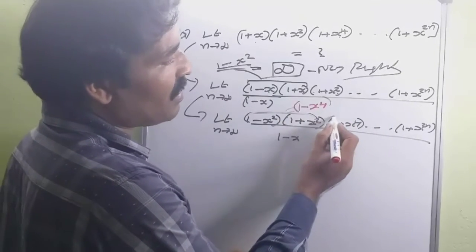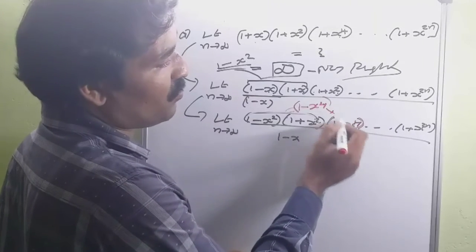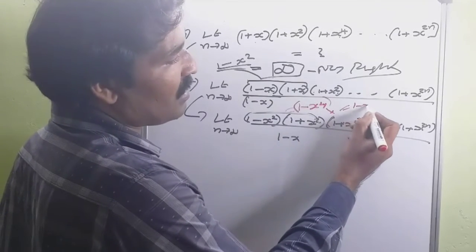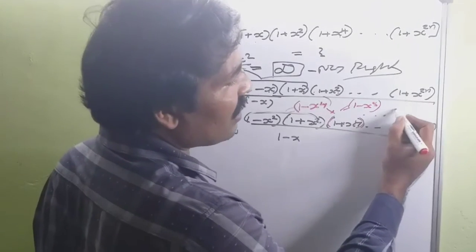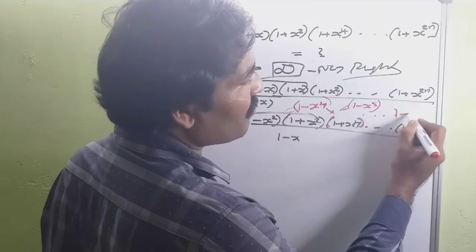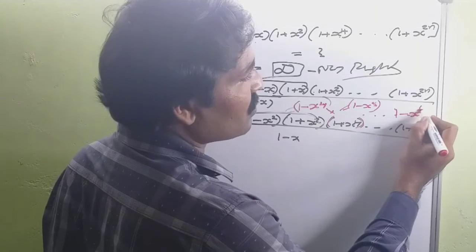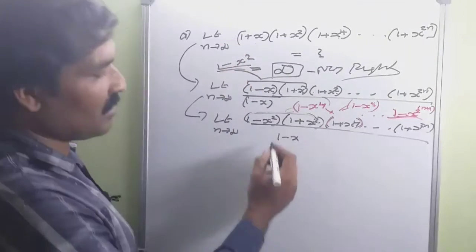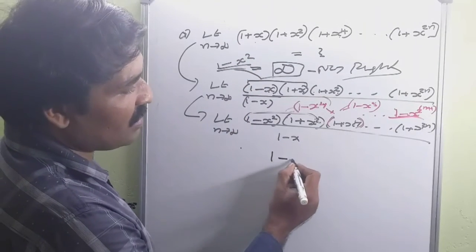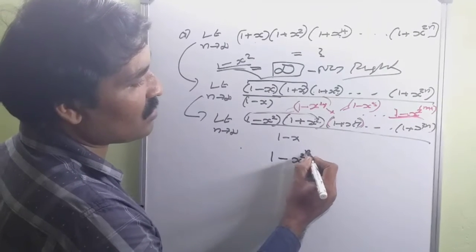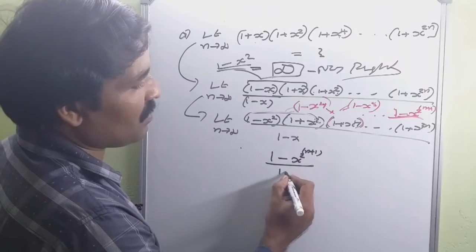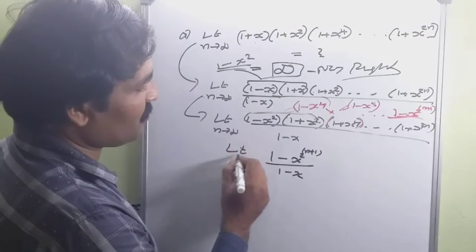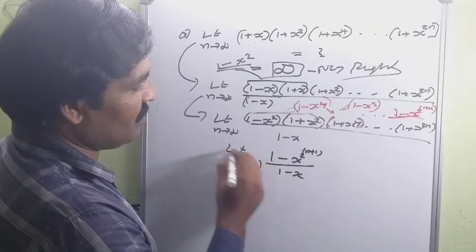Now we have 1 minus x raised to 4 here. Now the product of these two becomes 1 minus x raised to 8. And this continues until the last product of the terms becomes 1 minus x square, the whole raised to n plus 1, that is 1 minus x raised to 2 to the power n plus 1, divided by 1 minus x. Limit n tends to infinity.